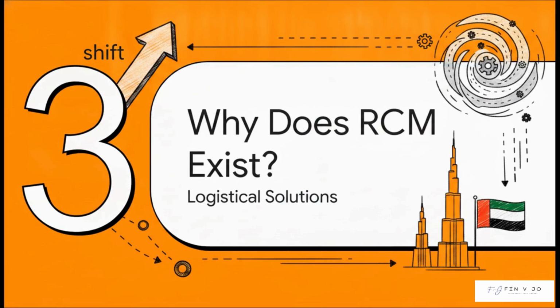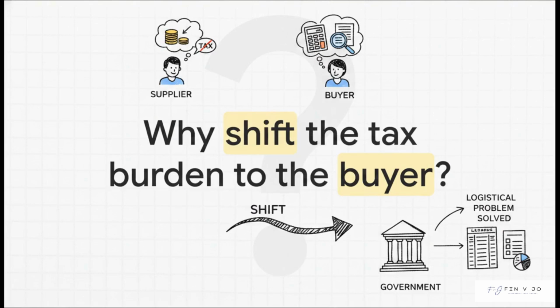Why does RCM exist? Logistical solutions. With such a massive shift in responsibility, we really have to explore why the UAE government created this alternate system in the first place. Why shift the tax burden to the buyer at all? It's a great question, right? Usually governments want the person making the money, the supplier, to handle the tax. So why complicate the buyer's life? Well, tax authorities rarely let revenue slip away, and honestly, this mechanism solves a massive logistical headache for them.